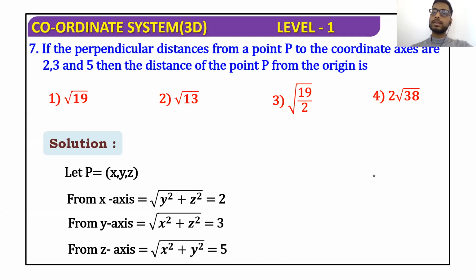But something else is given. It is given that the perpendicular distance of coordinate axes are 2, 3, and 5. So coordinate axes are your x, y, and z. Your x-axis is also called as abscissa. It's just a fancy name of saying x-axis. So note down this word, like instead of x coordinate, they might sometimes give you abscissa.